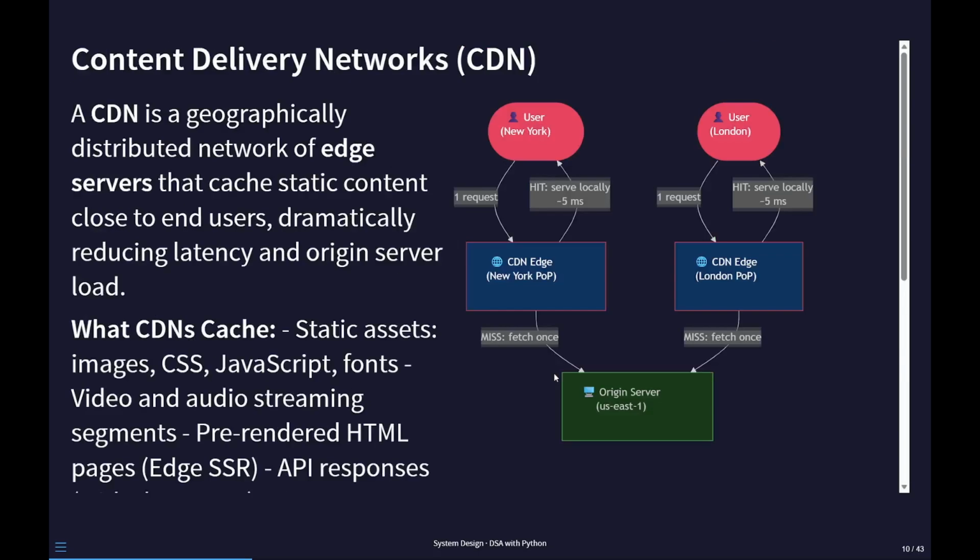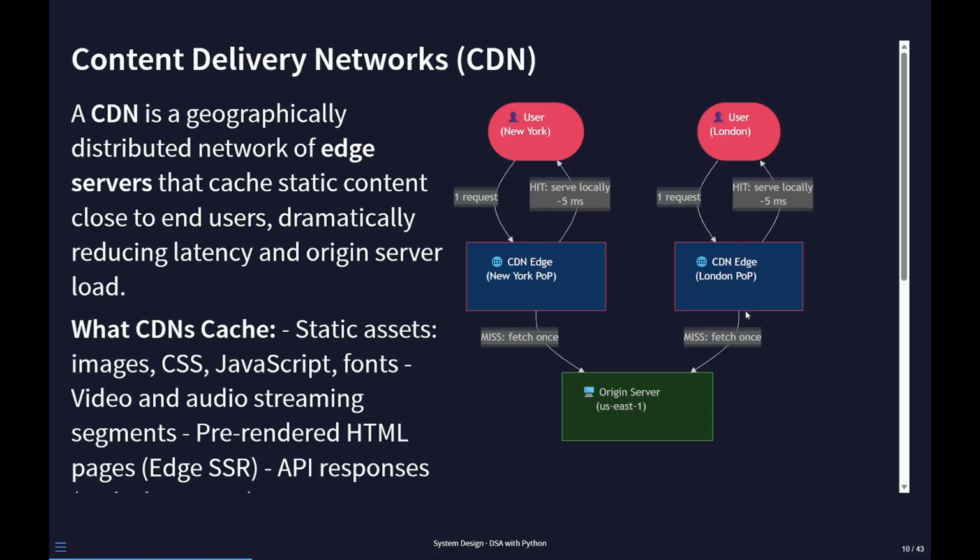The diagram shows exactly how it works. A user in New York and a user in London both request the same asset. Each gets routed to their nearest CDN edge node. The first time each POP sees the request, it fetches from your origin server, just once. Every subsequent request is served locally, at millisecond latency, without ever touching your origin.